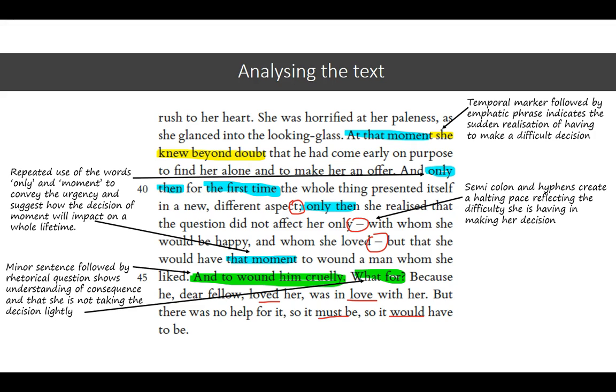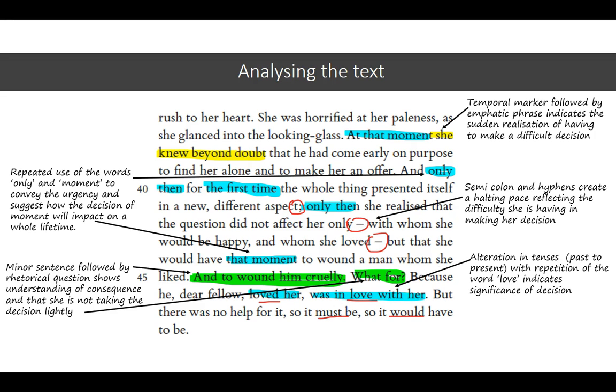We're seeing the workings of her mind. So the language, the punctuation, the sentence structures are all reflecting the turmoil that she's in as she's trying to make the right decision and trying to sort of please everybody and do the right thing. She's not taking the decision lightly. She's questioning herself. She doesn't come across as being a frivolous character. She's a very thoughtful character here.